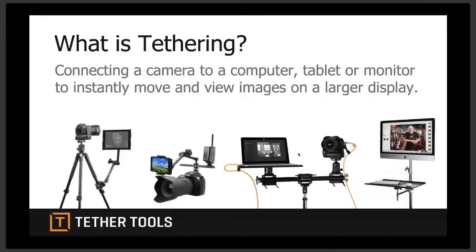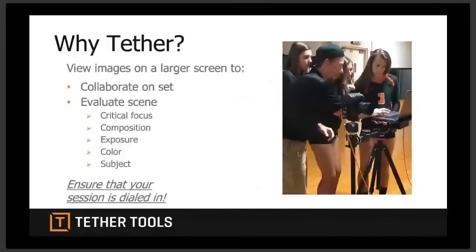So why do we want to tether? Well, obviously, seeing it on a bigger screen is much more helpful than seeing it on that small LCD screen on the back of your camera. That LCD screen will lie to you all the time. You'll get through an entire shot, you think you have the best shots in the world, you get back to the studio, and your favorite shot's just a little bit blurry, or there's something in the background that's throwing the image off. Just little things that, had you seen it on set, you could have easily corrected for. So that's basically evaluate the scene, check that focus, check the composition, the exposure, the color, the lighting, all that kind of stuff.